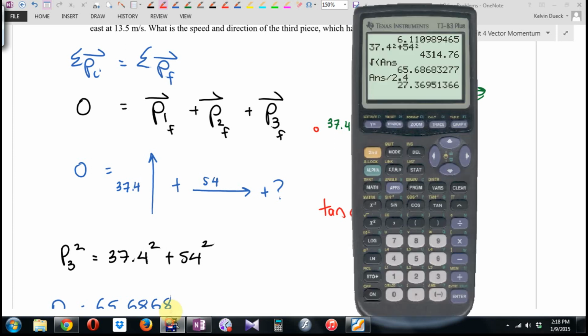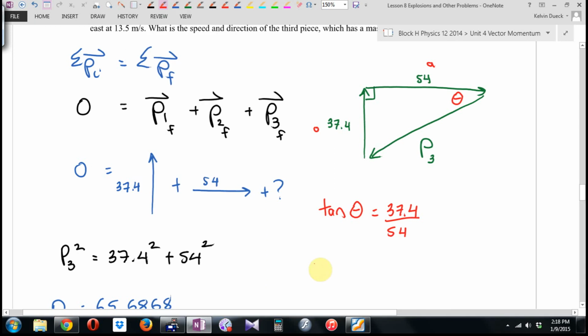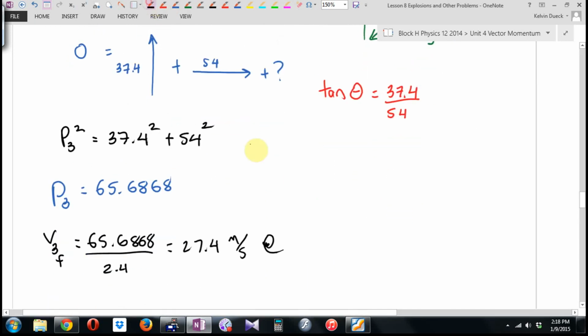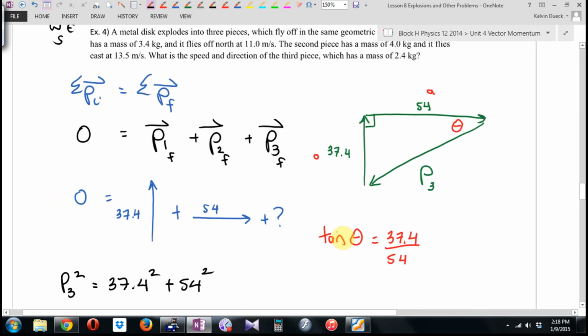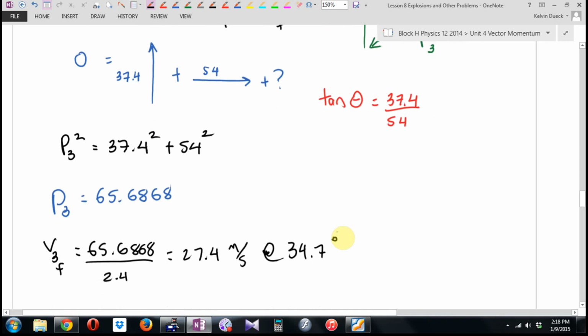How big is the angle? It's going to be shift tan 37.4 opposite over adjacent. 34.7 degrees. What of what? South of west. See? We're heading back and left, down and left, right? South and west.